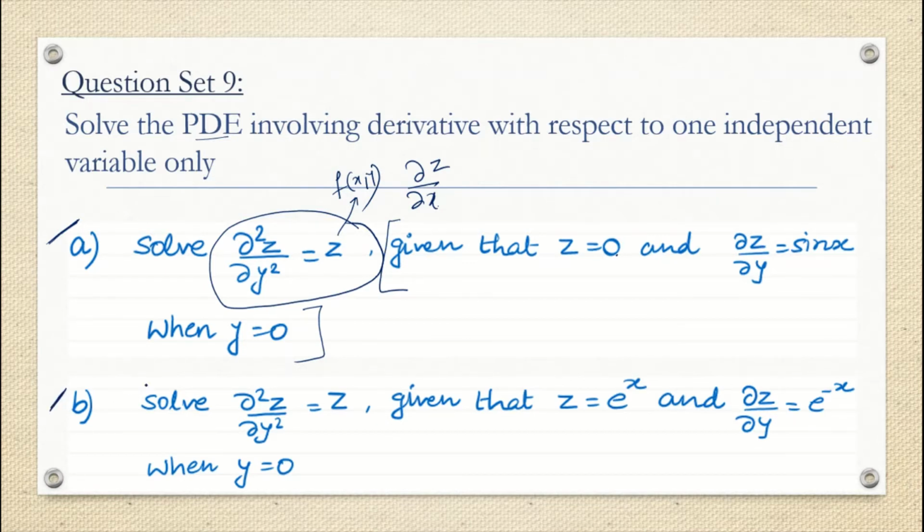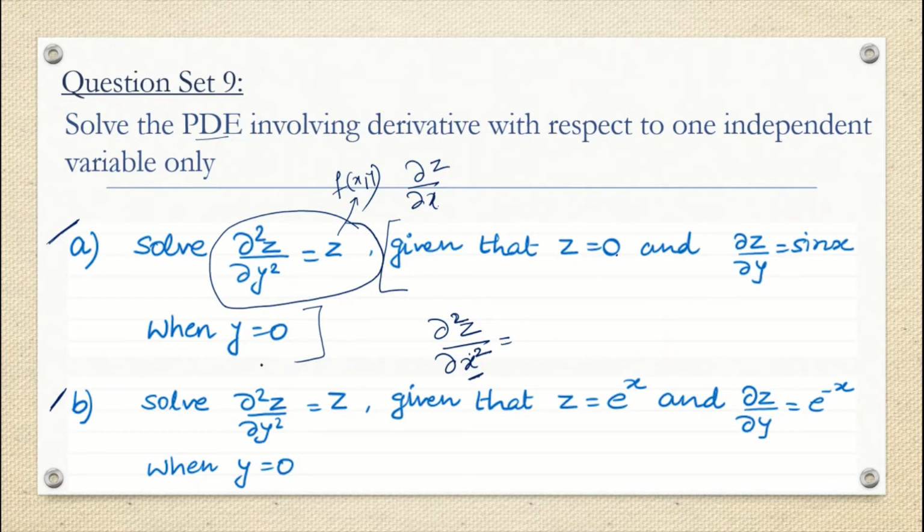We'll see question number B. Here also it is given to solve del 2z by del y square equals z, given some other conditions. Okay, so you might have a question in your exam where it is written as del 2z by del x square equals something. Here you will see only x or only y, and not necessarily del 2z by del x square only. This could be del z by del x in this fashion.